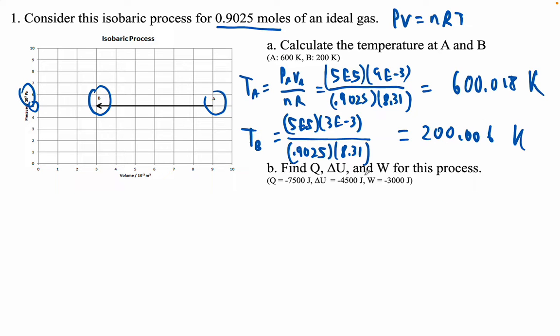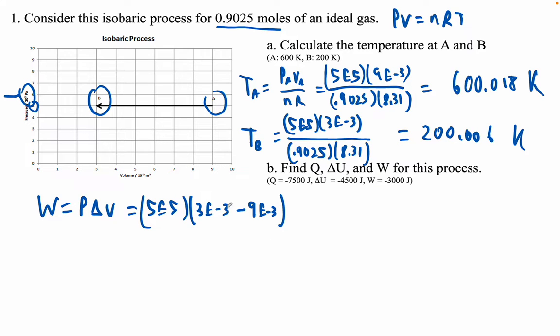And then part B, find Q, delta U and work for this process. Let's find the work. Work is pressure times change in volume. So that's going to be 5E5, that's our pressure here. And then our change in volume is, we go from 9 to 3. So it's final minus initial: 3E minus 3 minus 9E minus 3. It's always final minus initial.